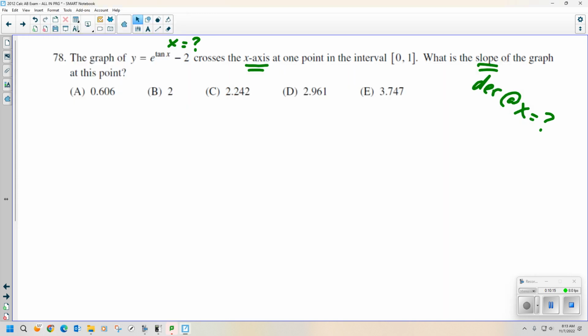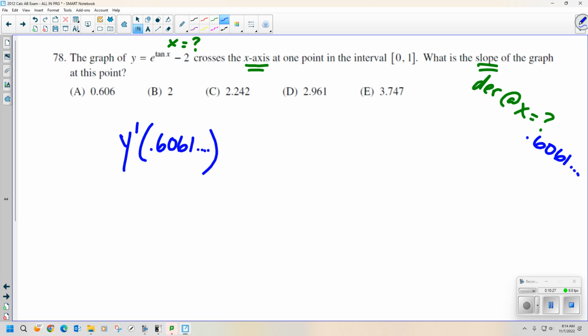Okay? So now, we said that's about 0.6061. I need to find the derivative at 0.6061. Why don't I just use the calculator?